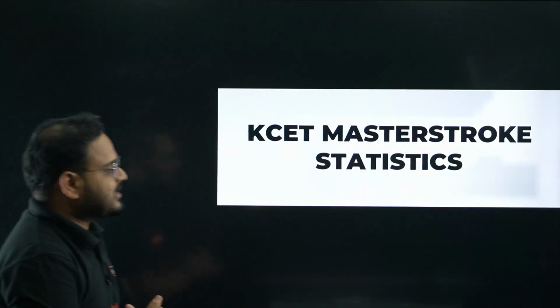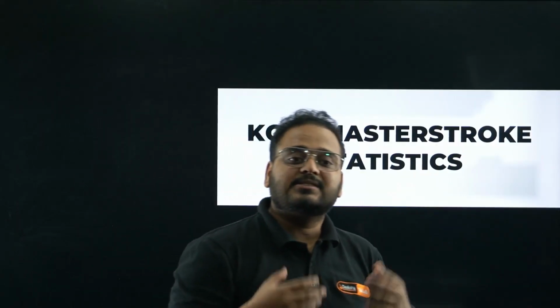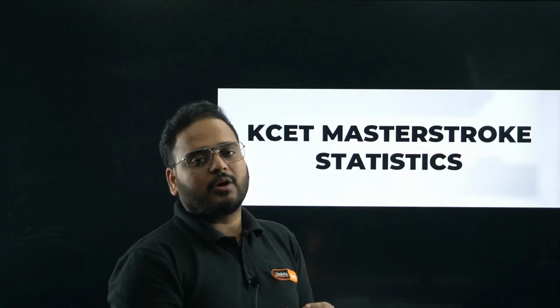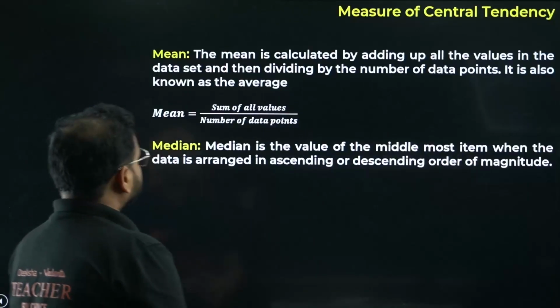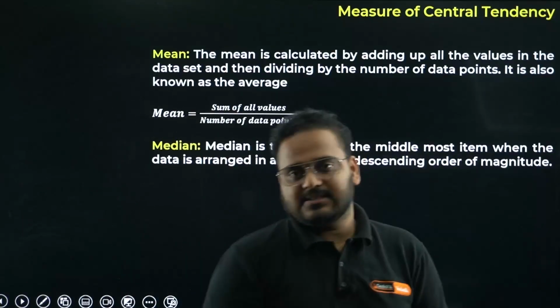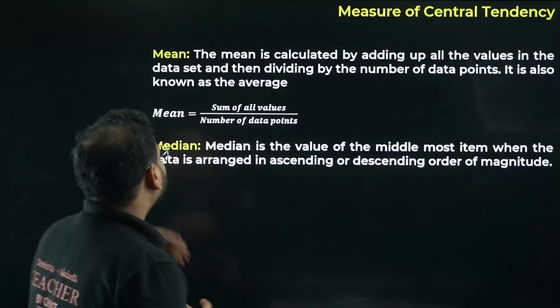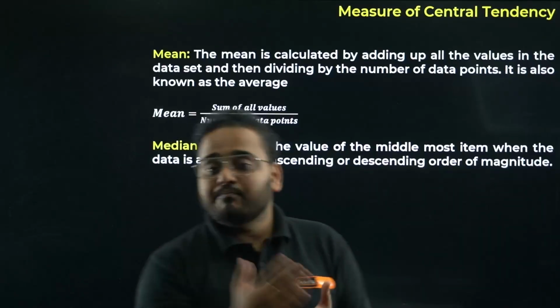KCET master stroke for statistics, again for the PU1 chapter. It's a very important chapter because questions can come in the standard deviation part, mean deviation part as well. Simple questions, very simple concepts are there. We'll go through it right now very quickly. So please check here. First thing coming up for you is measure of central tendency. Now if you check over here, again we know that we have mean, median and mode.